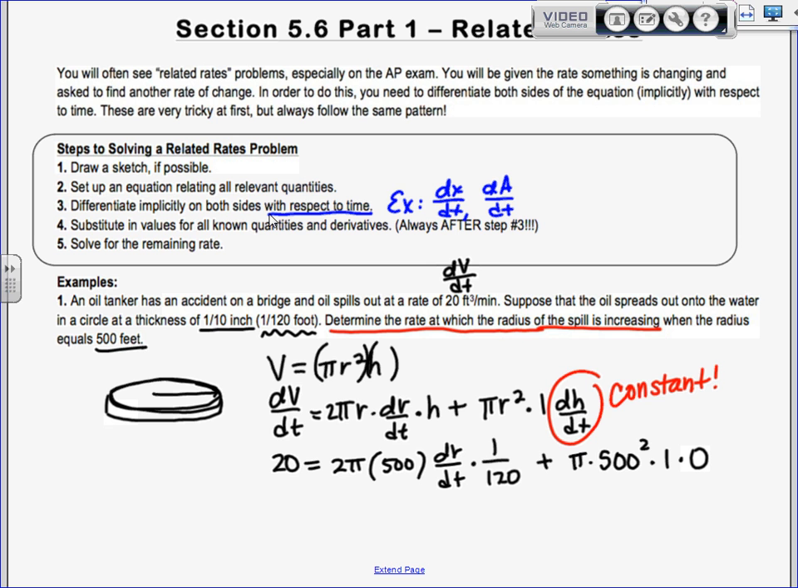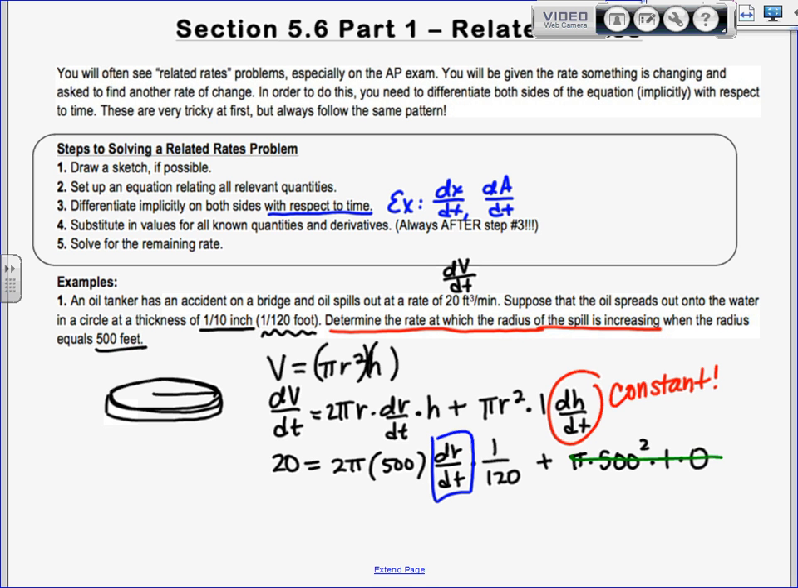All right, so anyway, I need to solve for my one variable that I don't know, the dr over dt. Yeah, you better believe there was a lot of calculus going into figuring out that oil spill. All right, luckily, this whole side was multiplied by zero, so it's all gone. It's like that whole pi 500 squared times 1 times 0.